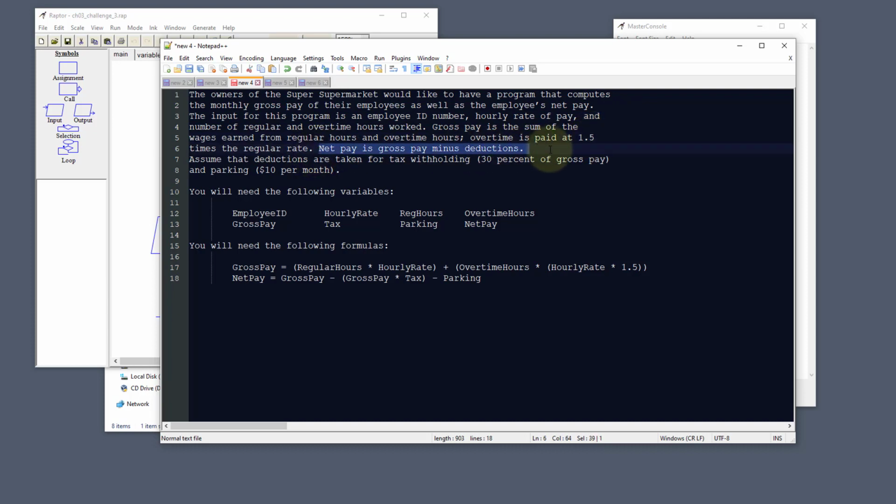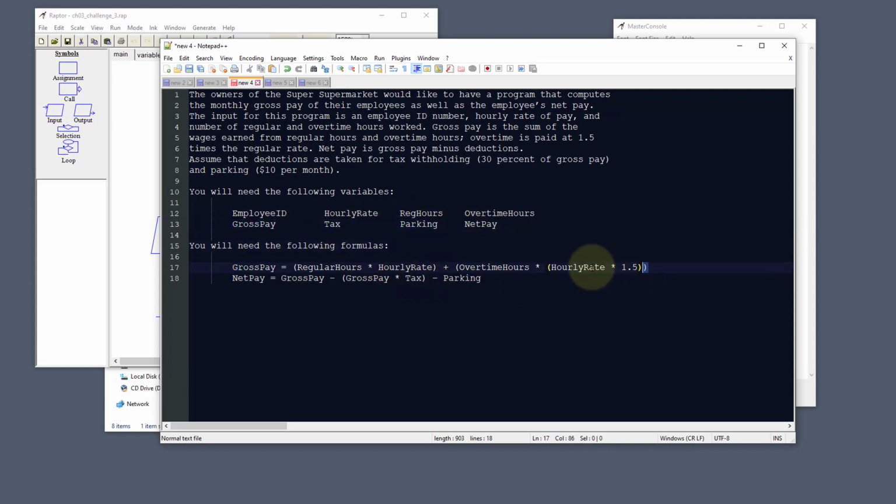Net pay is the gross pay minus deductions. And you want to assume the deductions are taken for tax withholding, which is 30% of gross pay, and parking is $10 a month. Now we're going to need these following variables. We're going to need to set up an employee ID, hourly rate, regular hours, overtime hours, gross pay, our tax amount, our parking amount, and our net pay.